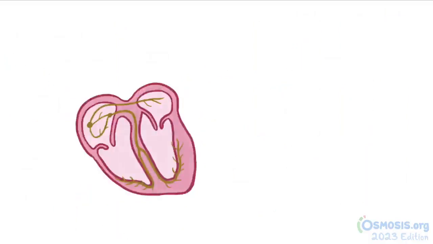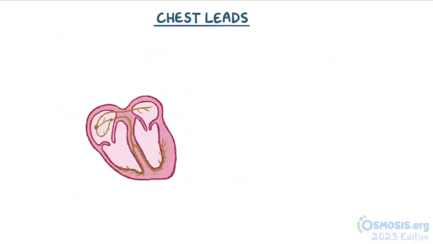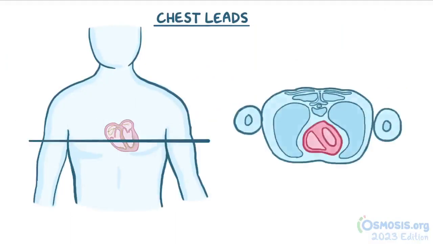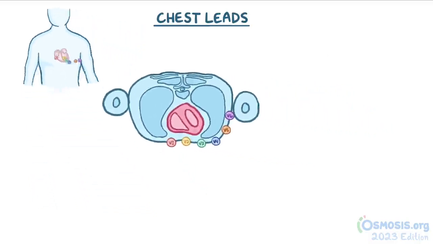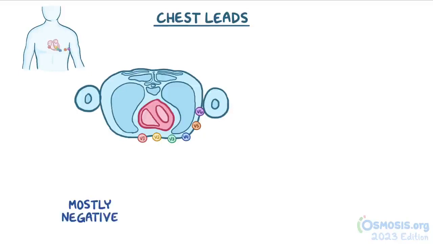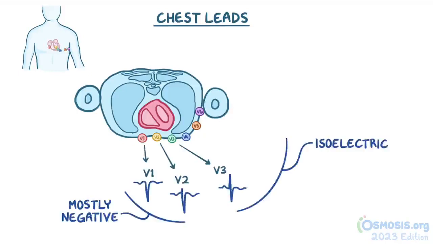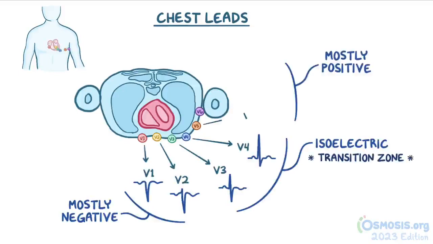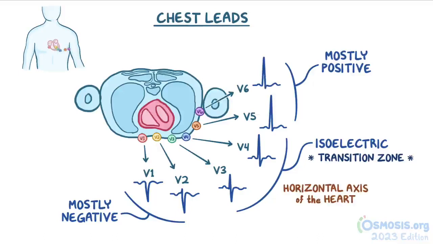Now let's switch gears and talk about the chest leads, which essentially view the heart in a horizontal plane. Now, looking down at the heart, we have leads V1, V2, V3, V4, V5, and V6. Normally, the QRS complex is negative in leads V1 and V2. It's isoelectric in leads V3 and V4, which is called the transition zone, and positive in leads V5 and V6. Here, the horizontal axis of the heart lies along the isoelectric chest lead.